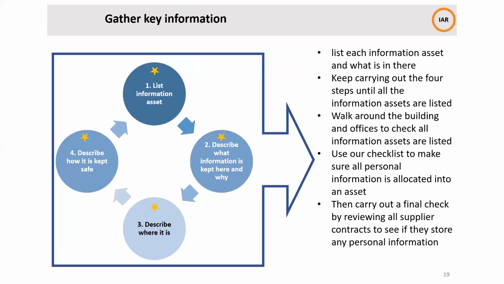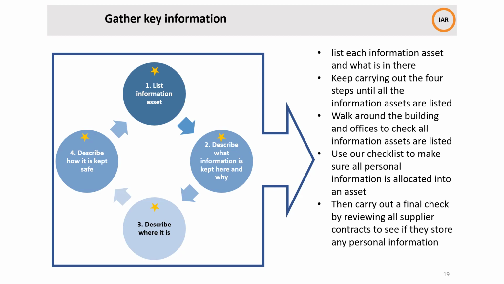So what do you need to do? I would suggest that the first thing you need to be doing is listing all of your information assets. So what have we got? Where do we keep it? How do we keep it safe? And then follow through the cycle that's on the slide there. So once you know what information asset you've got, what information is there and why you keep it, where do you keep it, and how do you keep it safe? Those are the four key elements of your information asset.